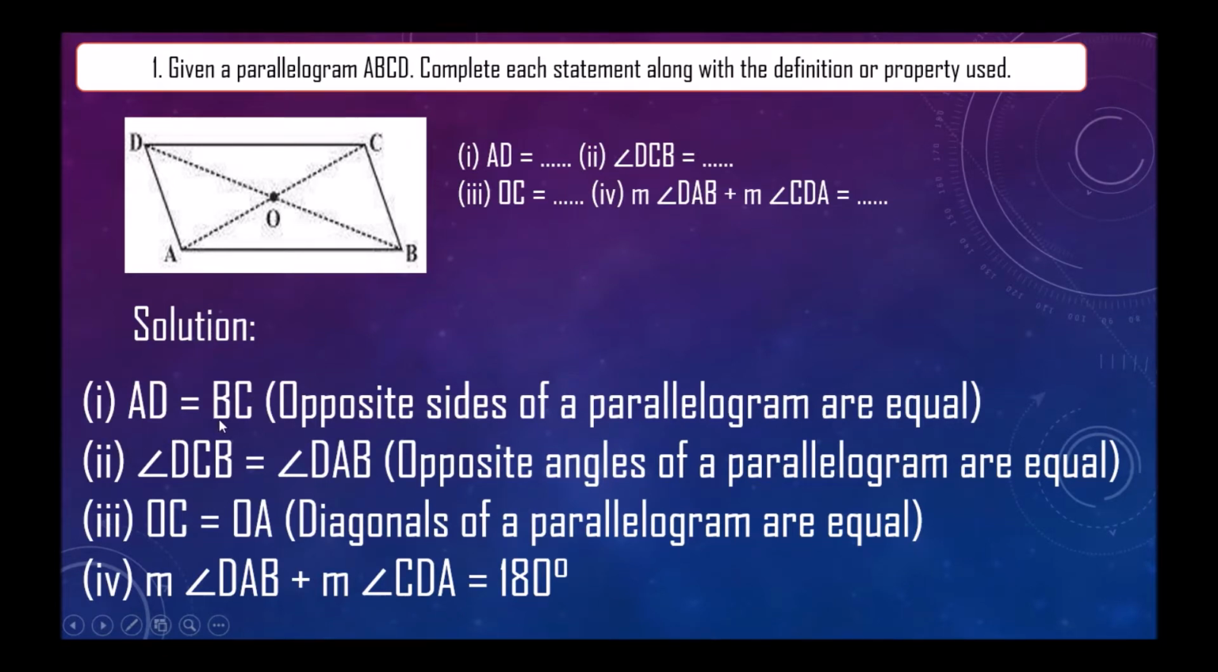So AD equals BC. Why? Because opposite sides of a parallelogram are equal. Angle DCB equals angle DAB. Why? Because opposite angles of a parallelogram are equal. OC equals OA, because diagonals of a parallelogram bisect each other. Measure of angle DAB plus measure of angle CDA equals 180 degrees.